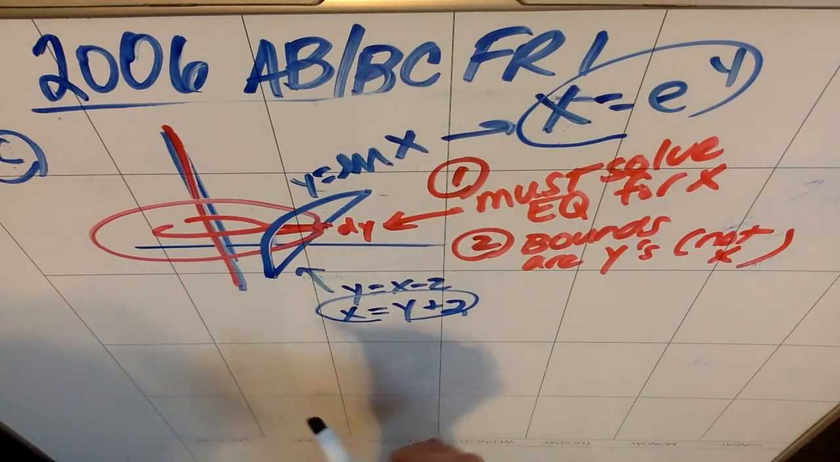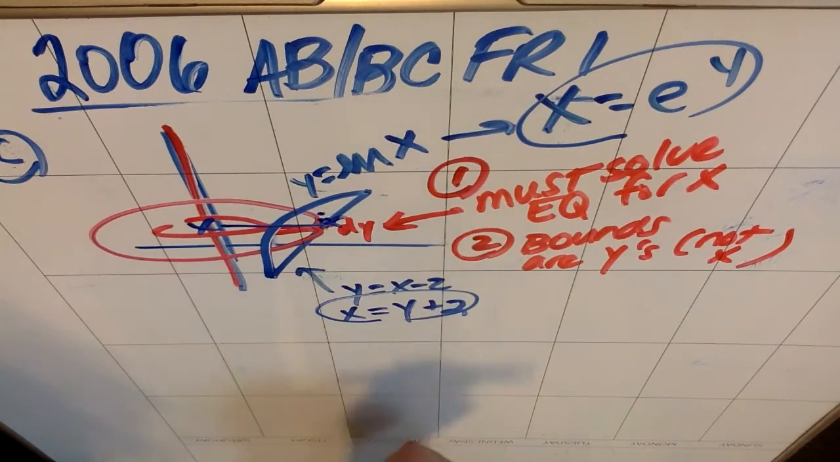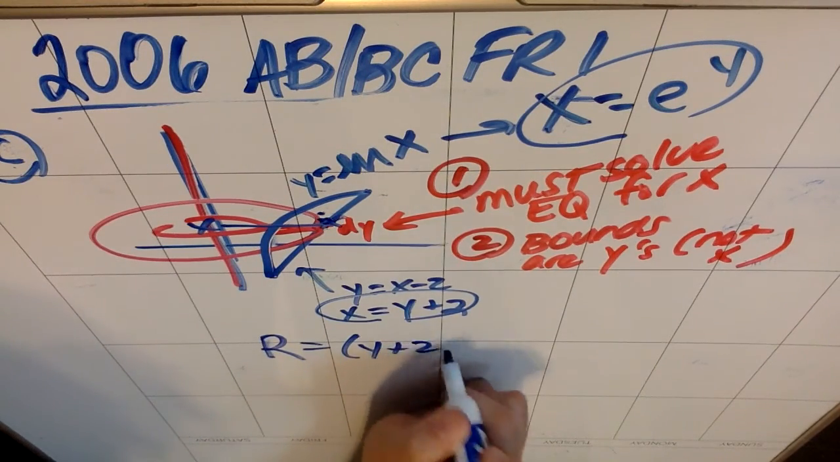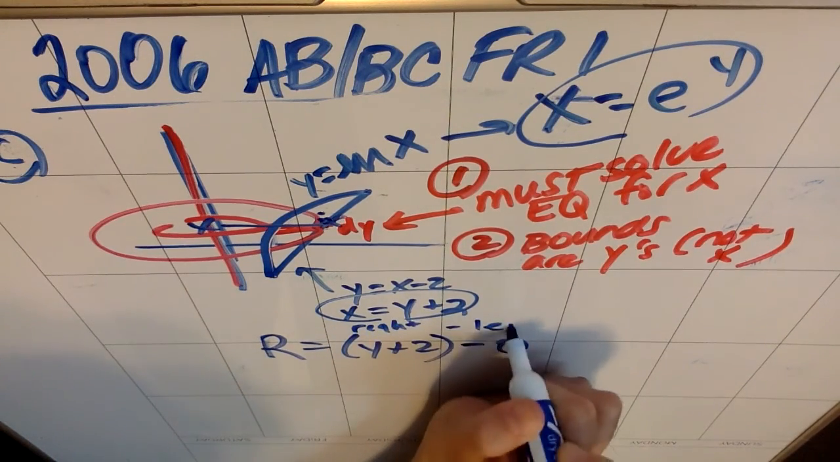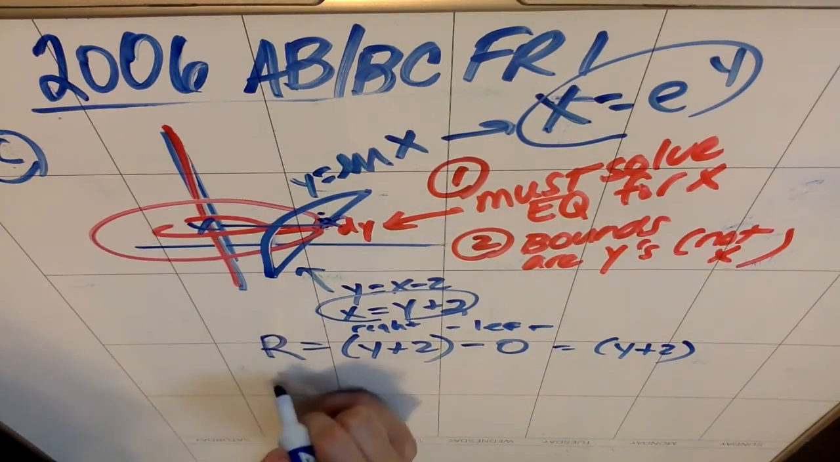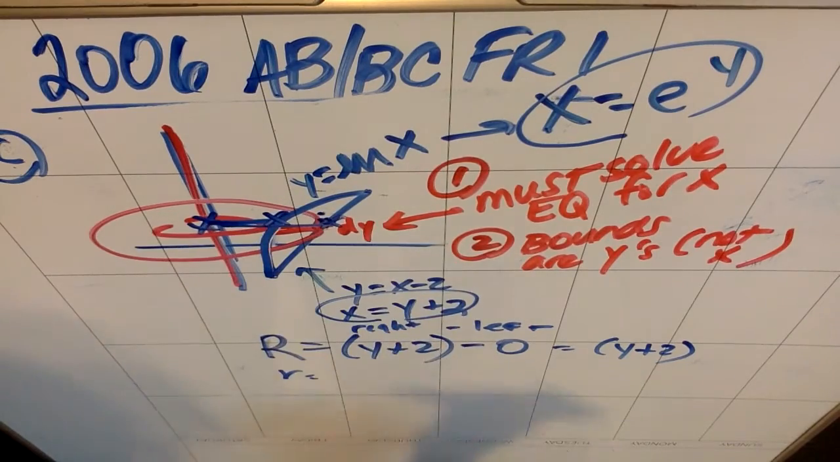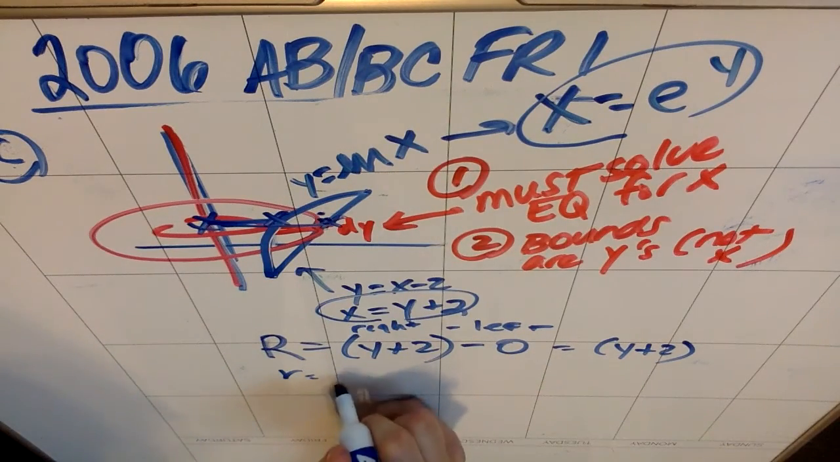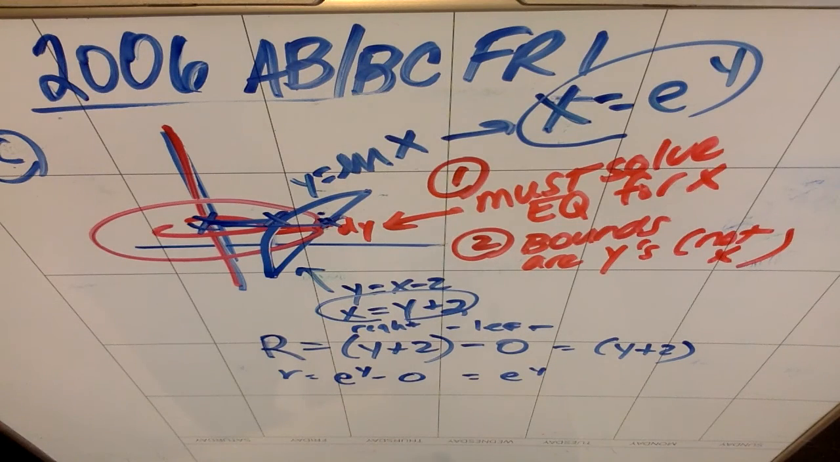So now, when I look at this, my big radius is going to be the farthest right curve. So my big radius is the farther right curve, which is the line, minus the axis of rotation, right? So this is right minus left. So I'm just going to get that it's y plus 2. The little radius is going to be this measurement from the axis of rotation to the smaller, or closer, curve. So my little radius is going to be e to the y minus 0, or just e to the y. So here's where we have to pay a little bit of attention.